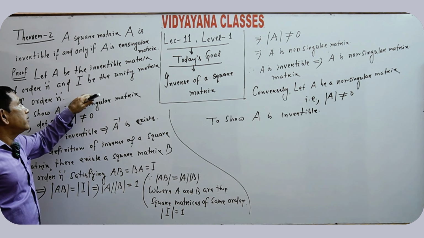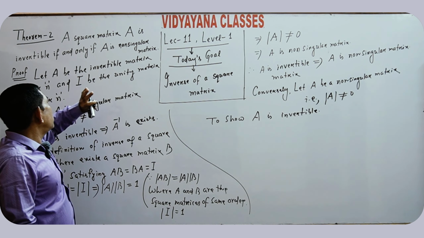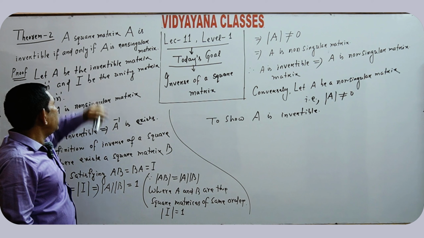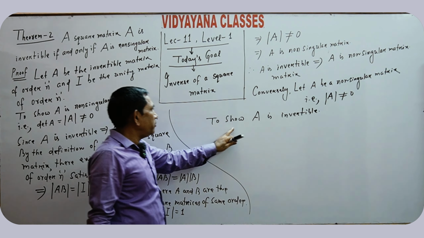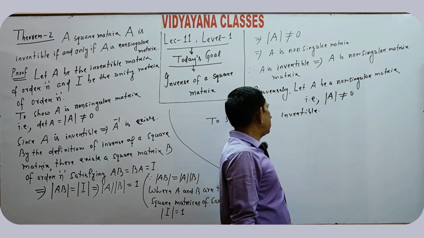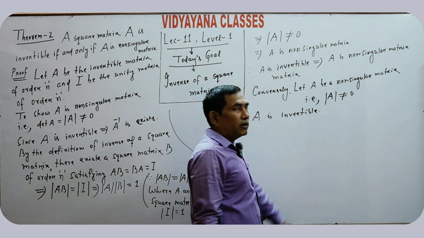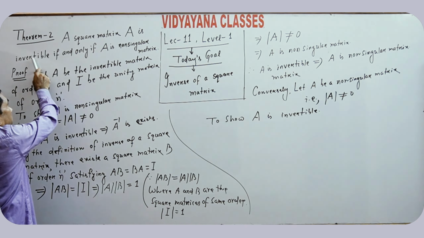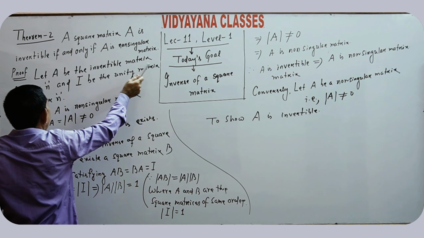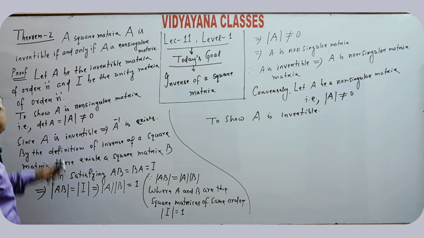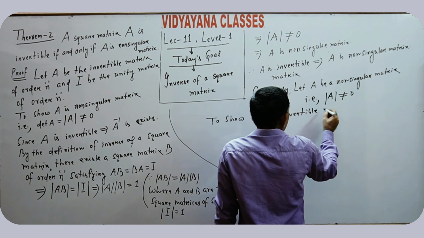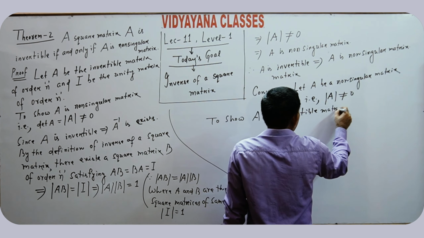Conversely, let A be non-singular. We have to prove A is invertible. The inverse of A exists. To show A is invertible. Clear? This implies to this. A is non-singular matrix implies A is invertible matrix.